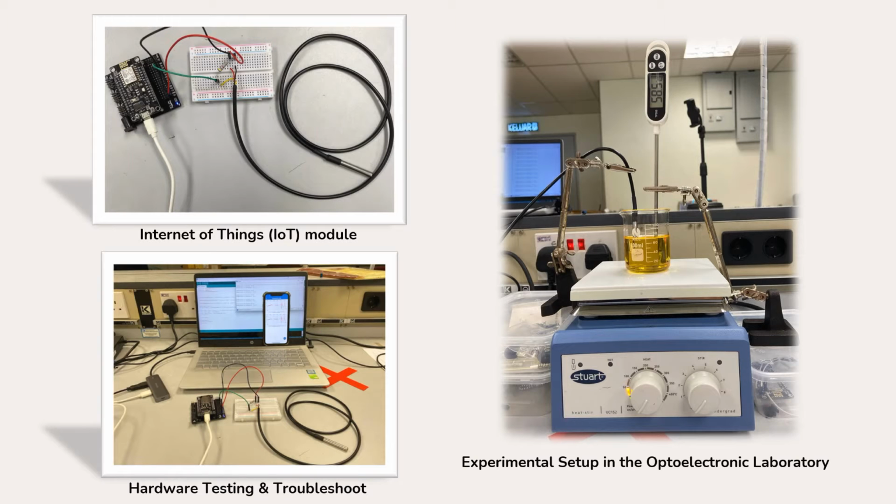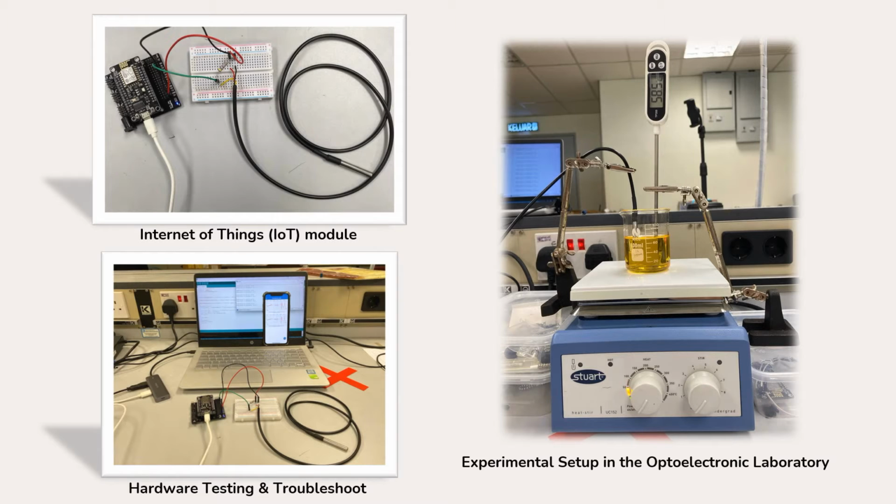Okay, this is the figure of my project. The above figure on the left side shows the IoT module that has been done in this project. It consists of an MCU microprocessor, a 4.7 kilo ohm resistor and the DS18B20 temperature sensor.